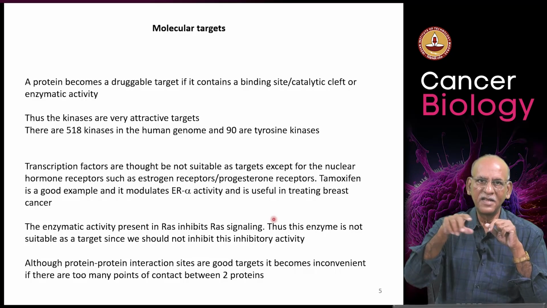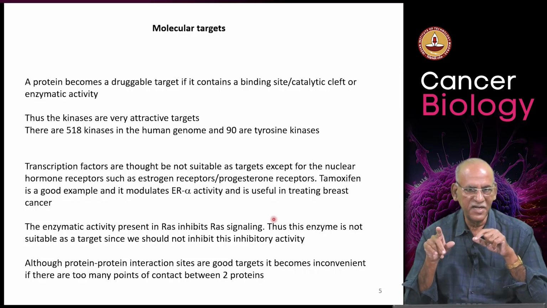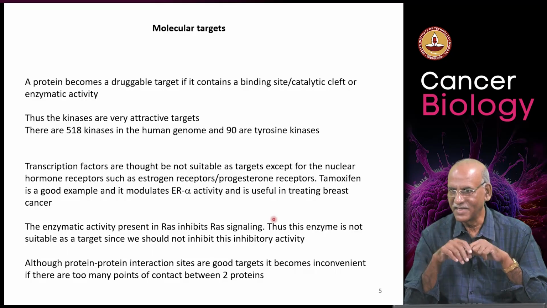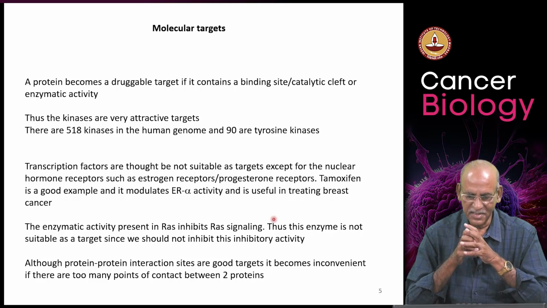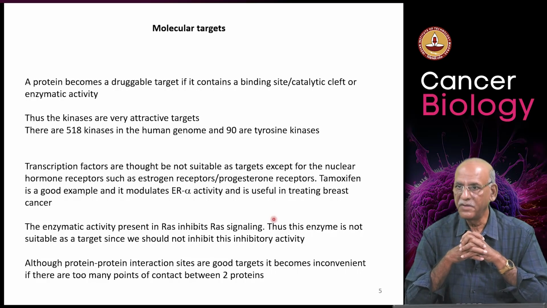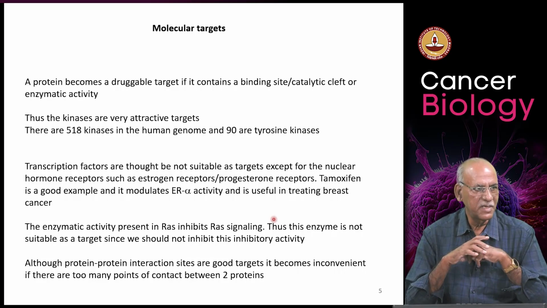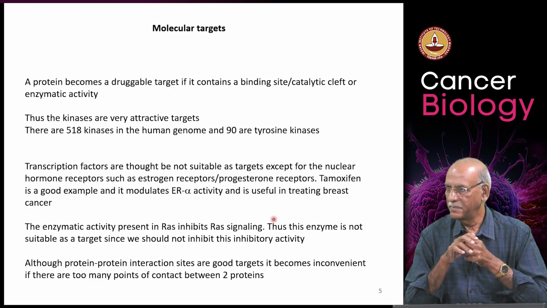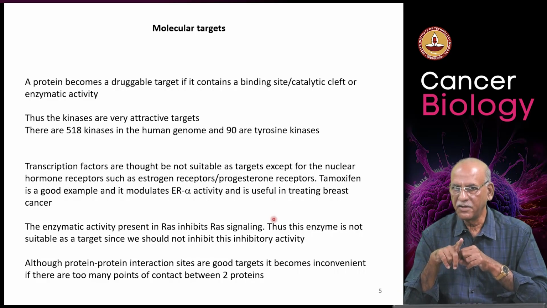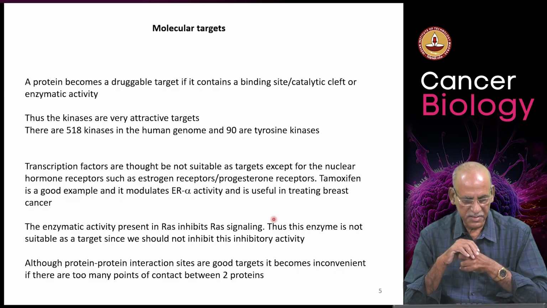RAS in relation to cancer, it is the mutation that we are interested in, not its enzymatic activity. That is the point there. So, thus the enzyme is not suitable as a target, since we should not inhibit this inhibitory activity. That is an important thing. It may be slightly confusing, but if you understand that RAS becomes an oncogene by mutation, not by this GTPase activity. When GTPase is active, it actually becomes the GDP bound form, which is inactive. That is what it means.